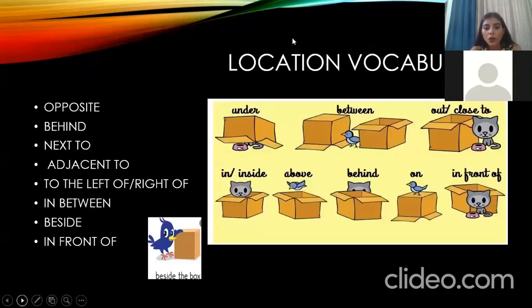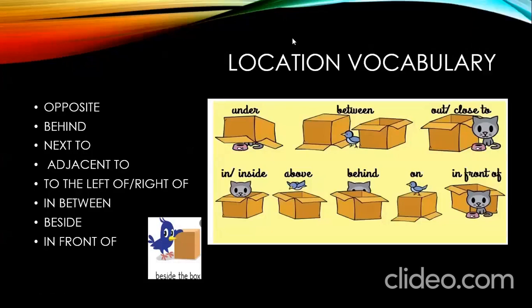Okay. So let's jump on to our basic vocabulary, which we should know whenever we need to attempt these maps questions. See, the kind of words the speaker is going to use are opposite, behind, next to, adjacent to, the left of or the right of, in between, beside, and in front of. So I hope everyone is clear with the word opposite. Everyone knows what opposite means. If someone is not clear with this word, then you can let me know in the comment section. I'm going to tell you.